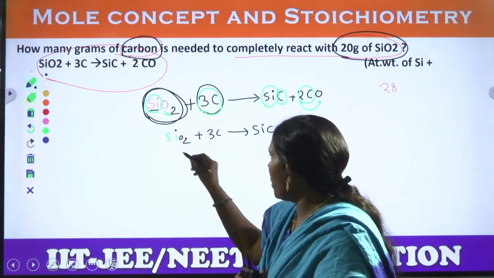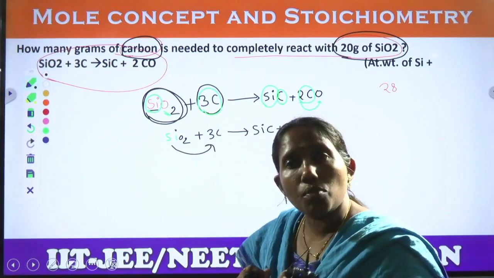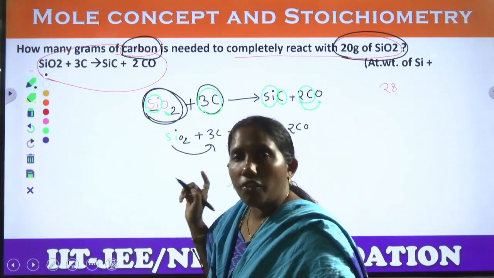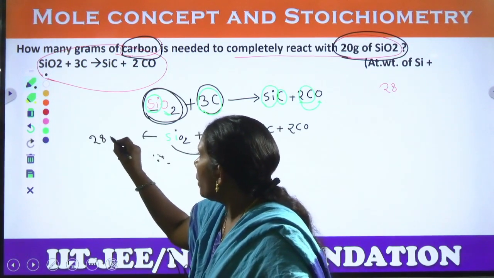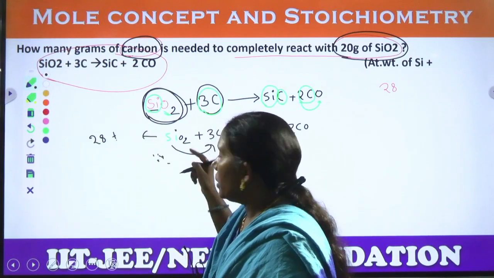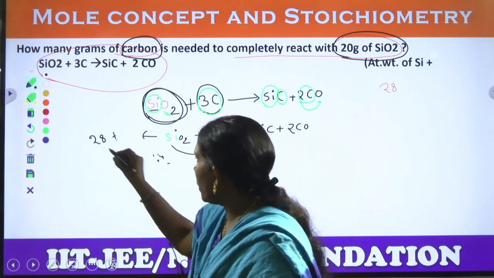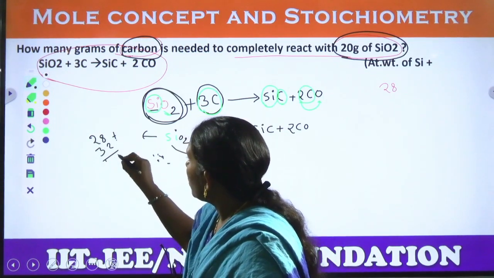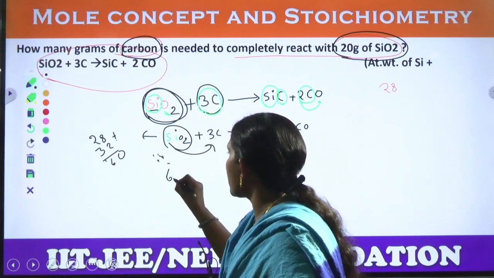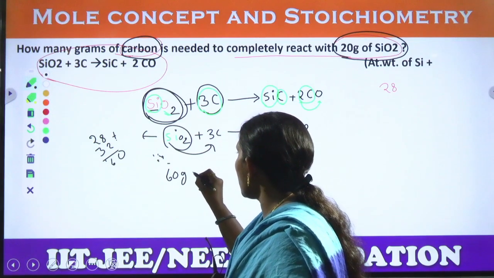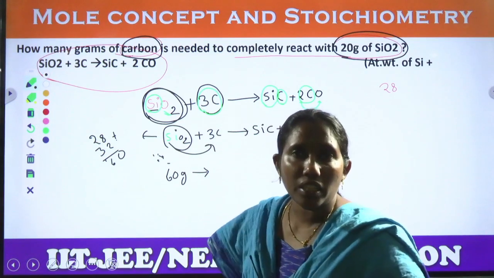Okay, the relation between these two. First, to find out its original weight, meaning its molecular weight. Silicon dioxide: for one silicon the molecular weight is 28, plus for one oxygen it is 16, for two oxygens it is 32, so 16 twos are 32. So what is the molecular weight of silicon dioxide here? 60 grams.